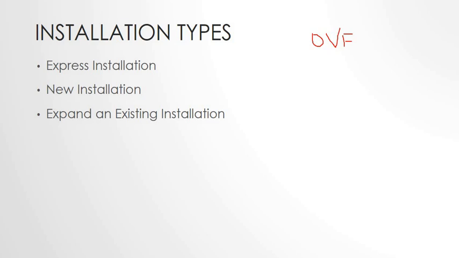To start with Express installation, this option is the quickest and easiest option. You can use this option to set up the first node in vRops cluster. This option uses the default values for all the configuration options.